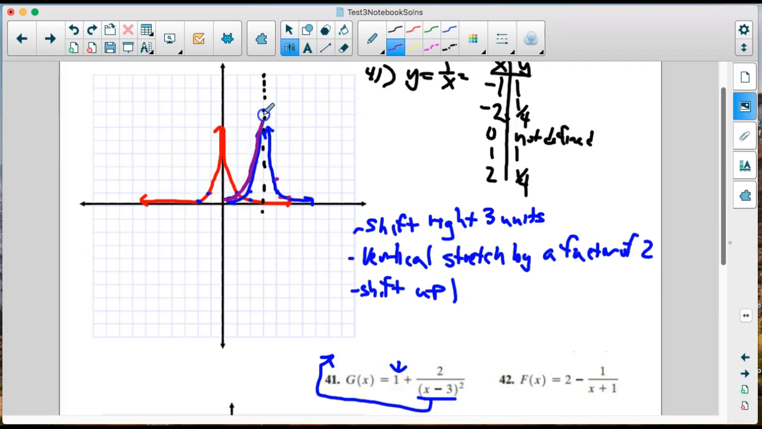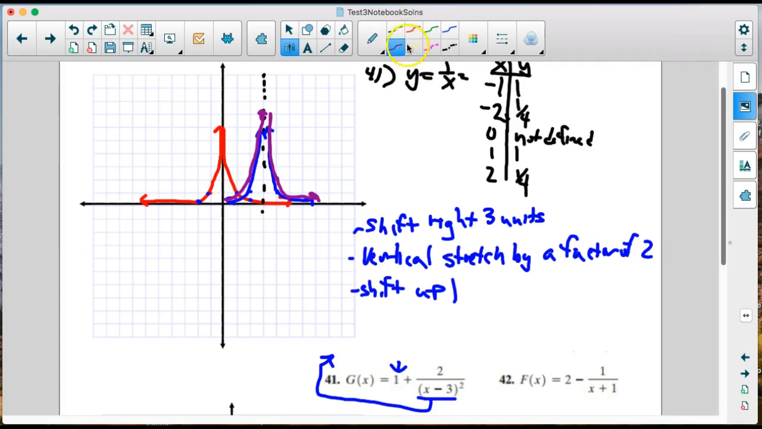It still looks very similar. Has the same asymptote. It just goes through 2 instead of 1. Alright, and then it goes through 1/2 down here instead. Okay, so it's stretched, and now it's going to be shifted up 1 unit from there.